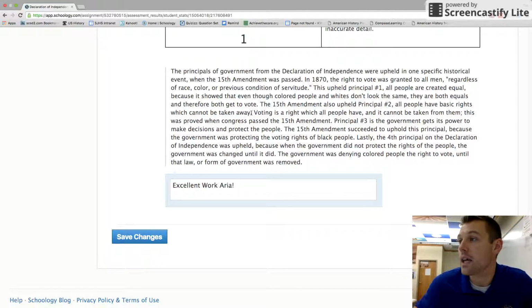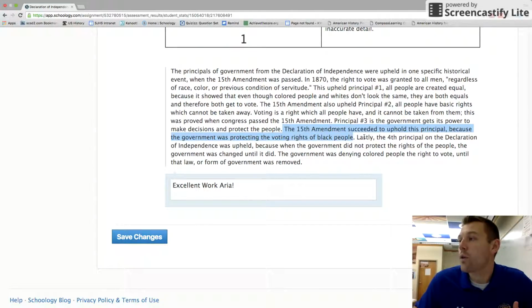The 15th Amendment also upheld principle number two, that all people have basic rights which cannot be taken away. Again, she tells me what the principle is. Voting is a right which all people have, and it cannot be taken away from them. This was proven when Congress passed the 15th Amendment. Principle number three is that the government gets its power to make decisions and protect the people.